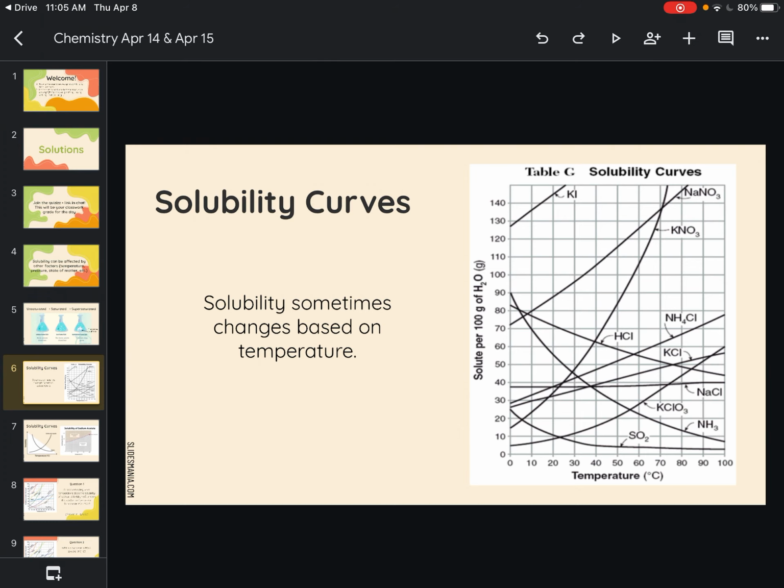All right, by now you should have answered question 1. Let's move on to question 2. Using that same solubility curve picture, which substance is most soluble at 0 degrees Celsius? All right, question 3. Again, we're using our solubility curves. Which solute does not increase in solubility as temperature rises?